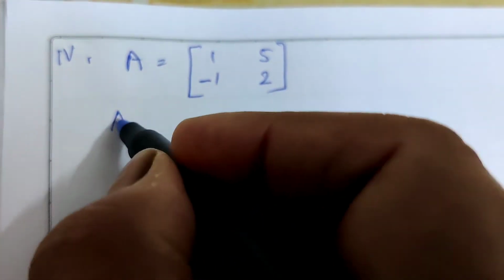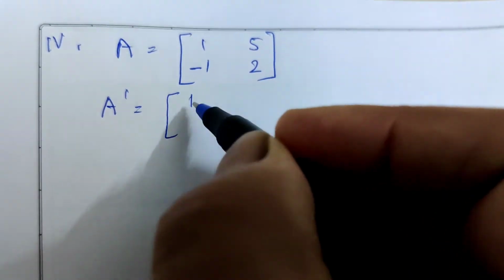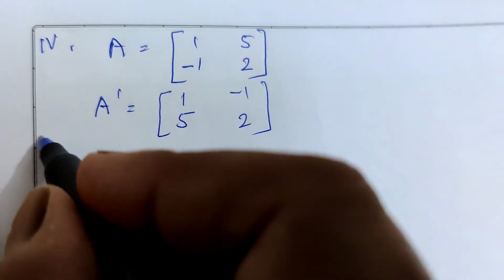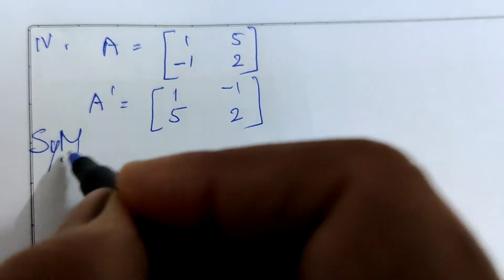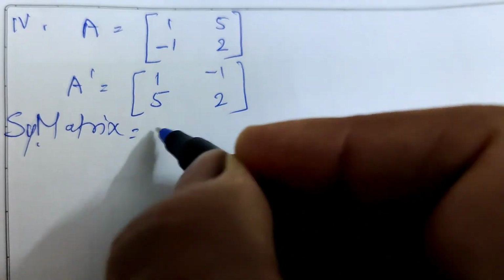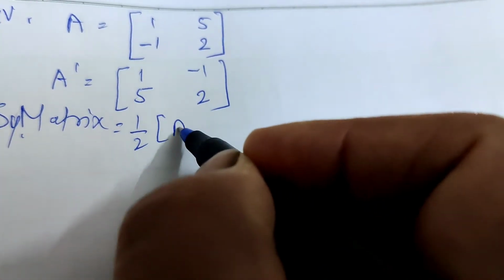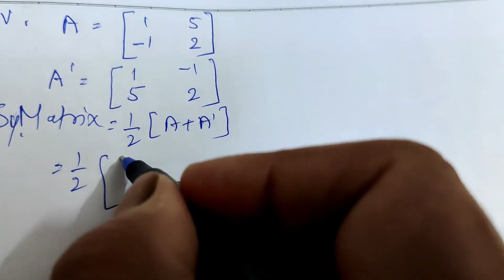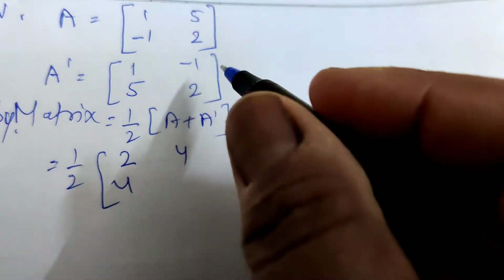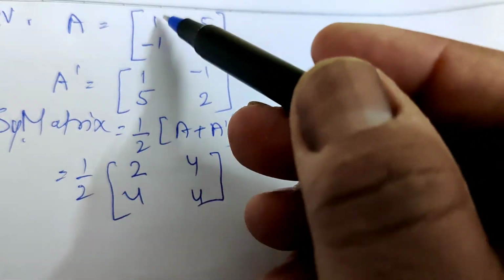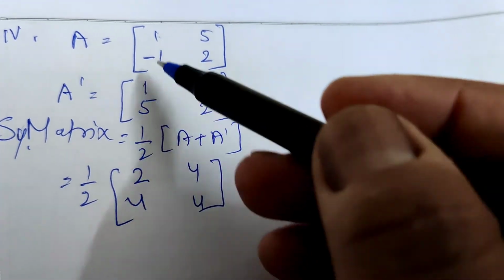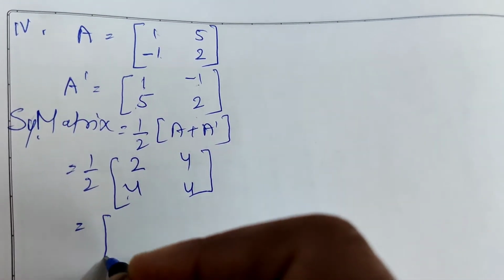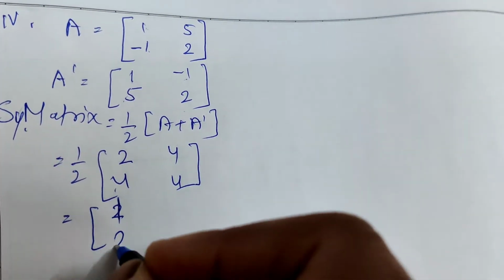Now the transpose of A: 1, 5, minus 1, 2. For the symmetric matrix, 1/2 of A plus A dash. Add: 2, 4, 4, 4. 1 plus 1, 2. 5 minus 1, 4. Minus 1 plus 5, 4. 2 plus 2, 4. Now divide by 2: 1, 2, 2, 2.